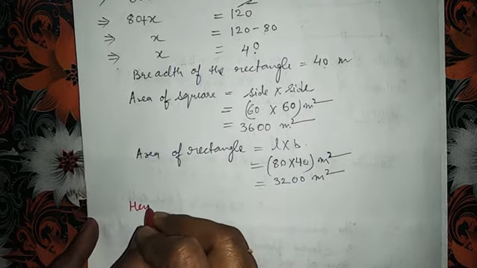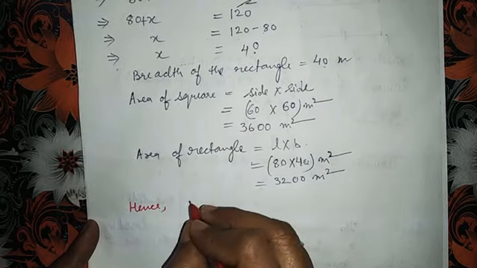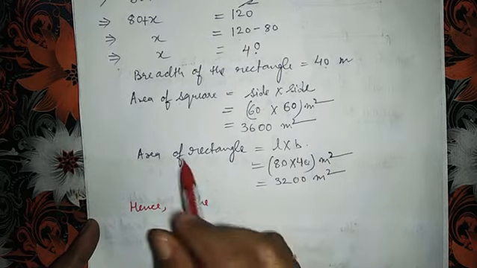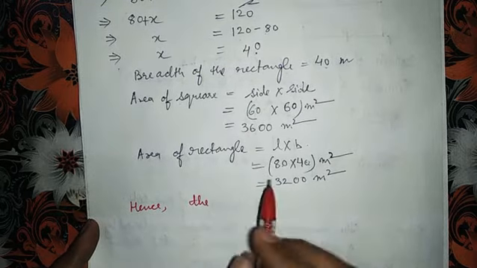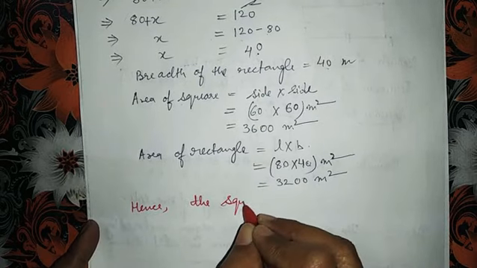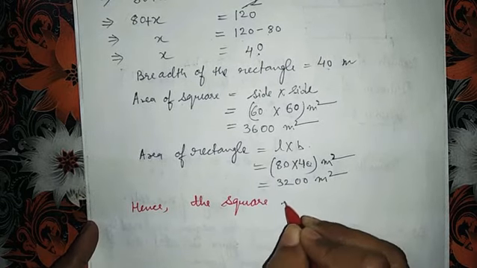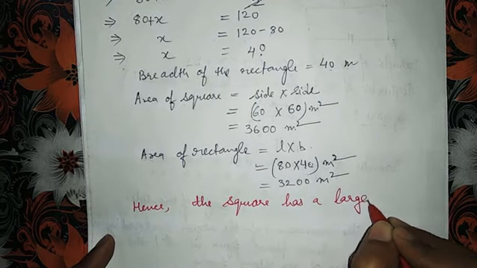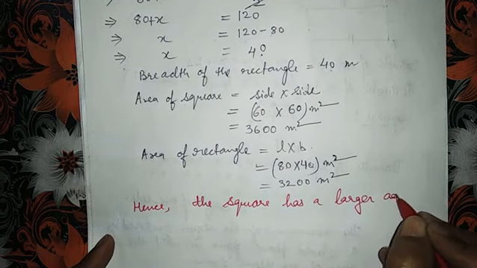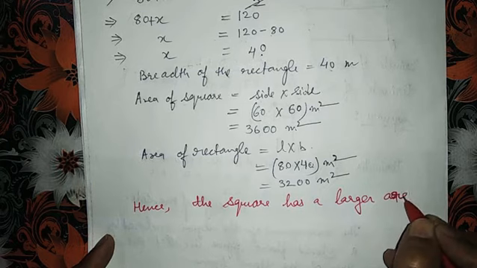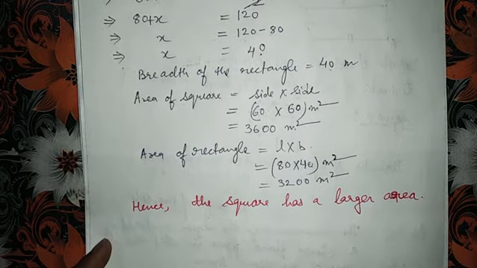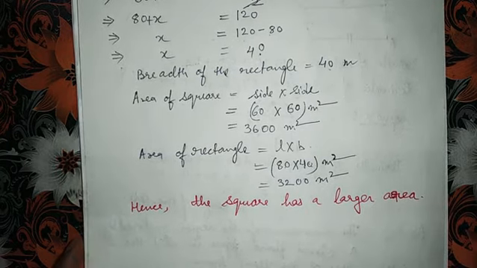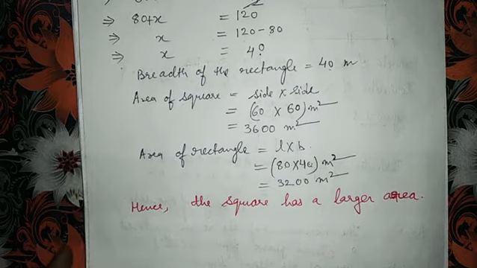Hence, the square has a larger area. Okay, now we will solve the next question.